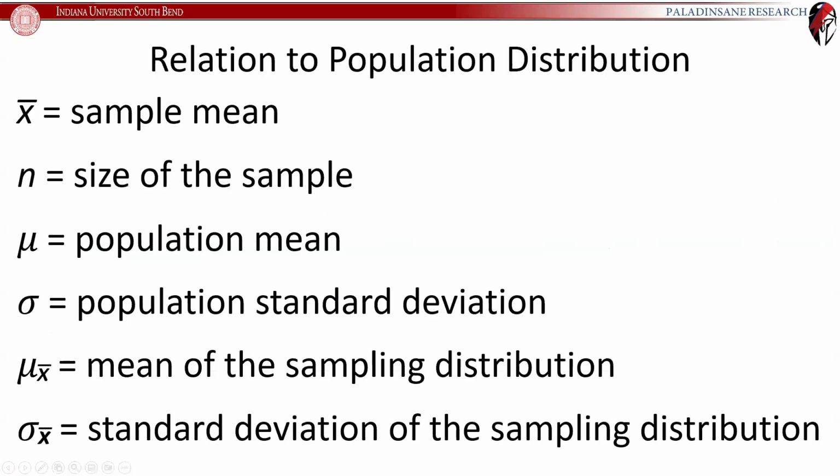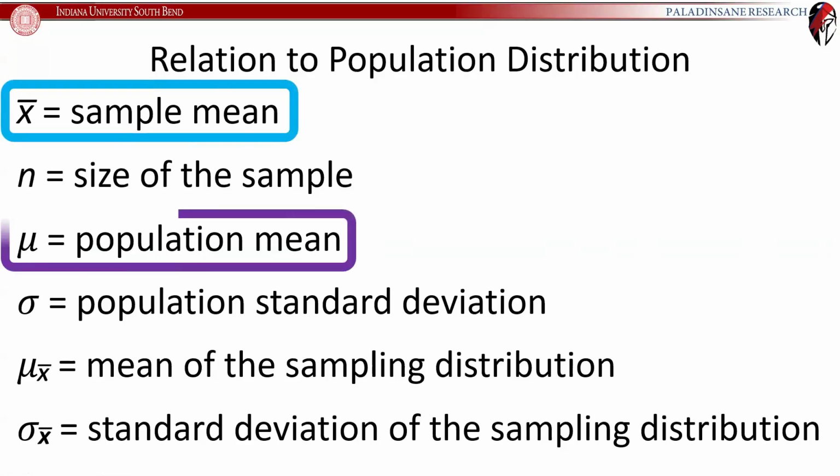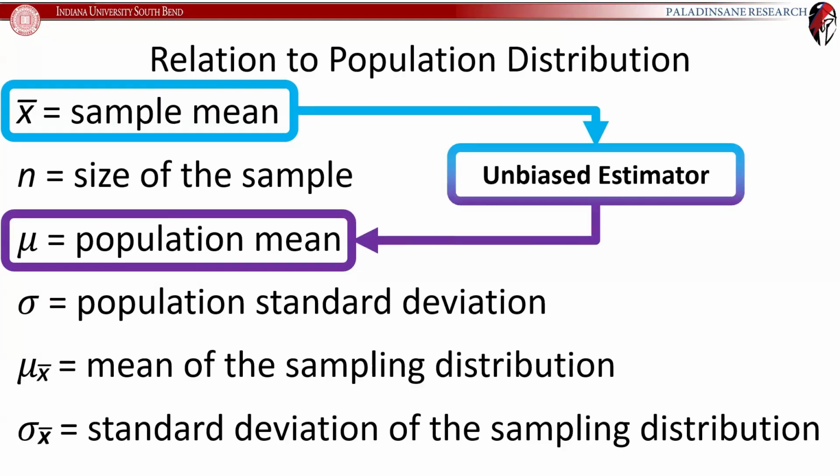So what is the relation between the sample mean and the population mean? Well, as we just saw, that sample mean is what's known as an unbiased estimator of the population mean. Because sometimes the sample mean is overestimating what the population mean is, sometimes it's underestimating what the population mean is, but in general, it's not biased in either direction. So it's an unbiased estimator of what the population mean is.